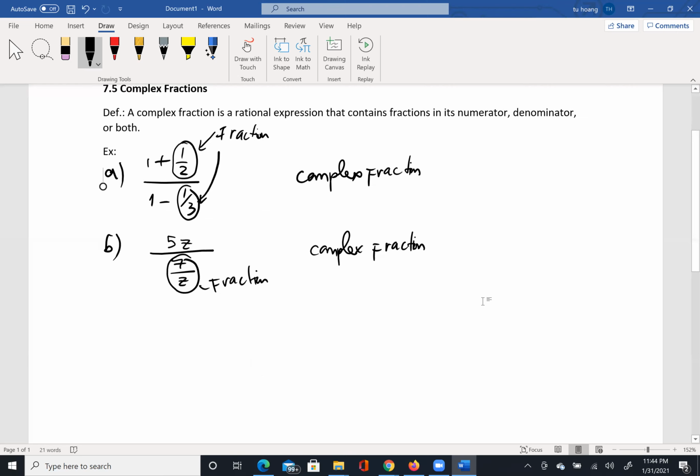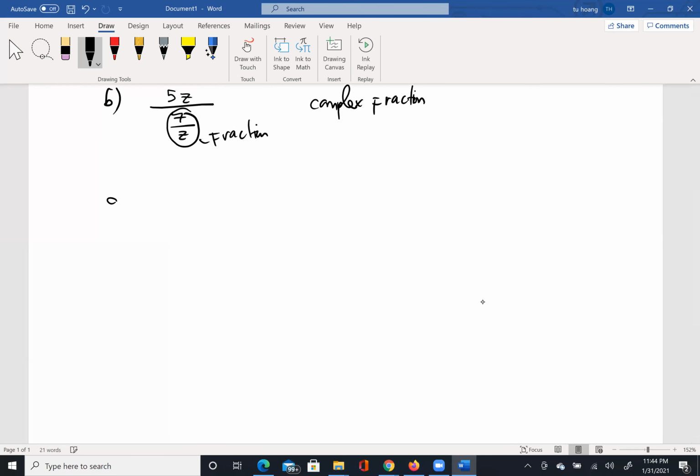See, it has one more. Let's say 2x over 3. Is it a complex fraction? Not a complex fraction, because you don't have any fraction in the numerator or denominator, so not a complex fraction. Okay.